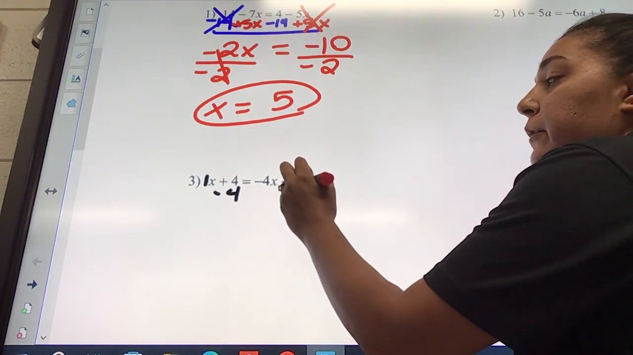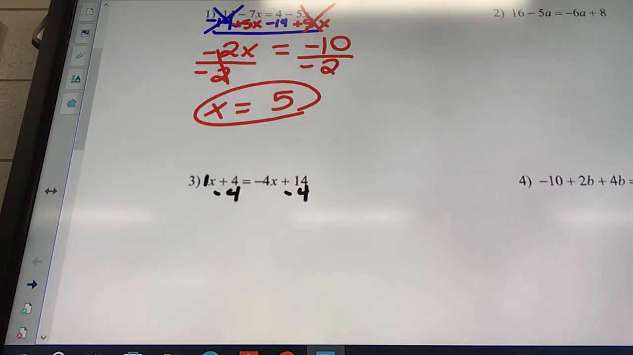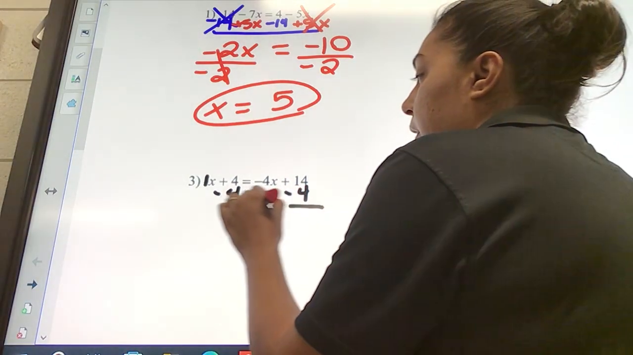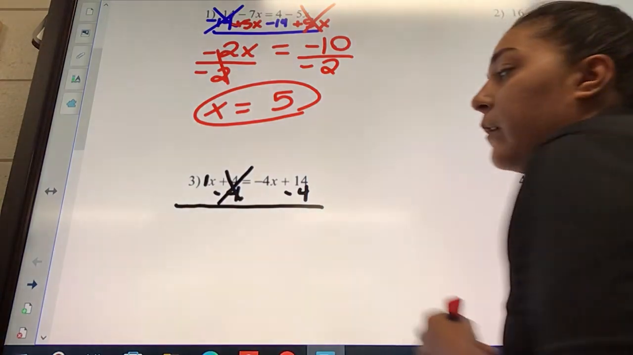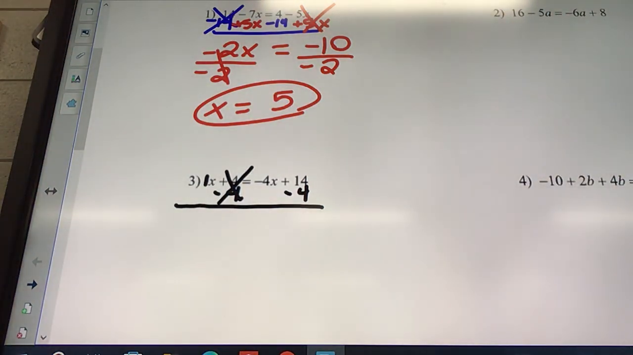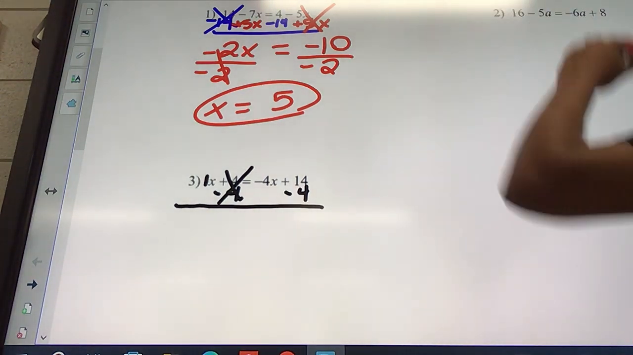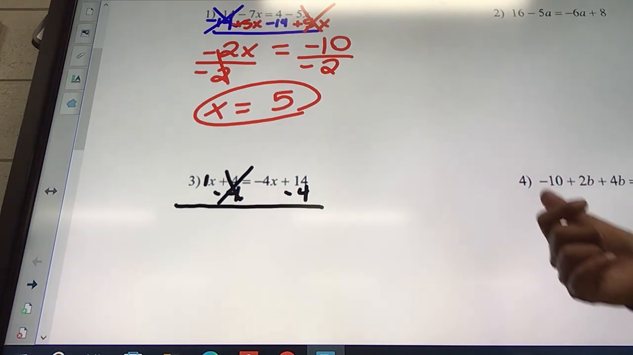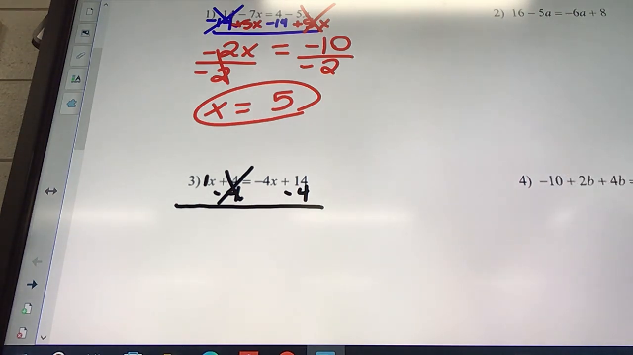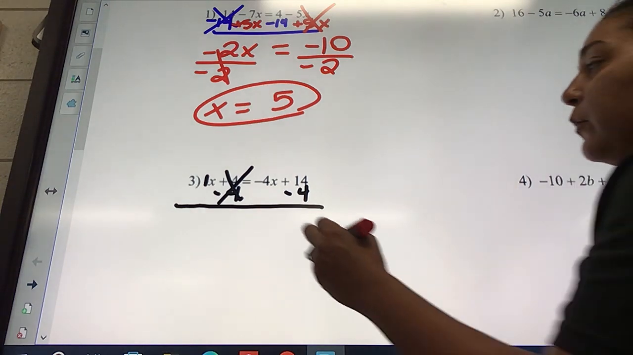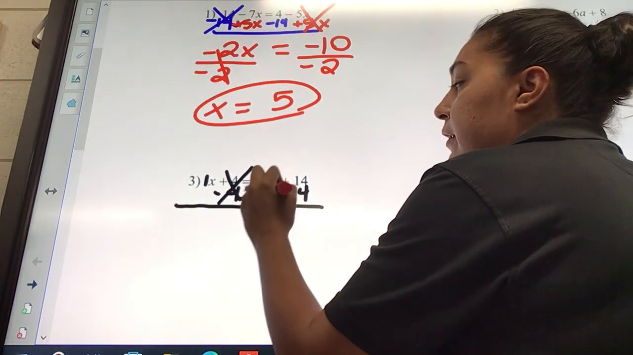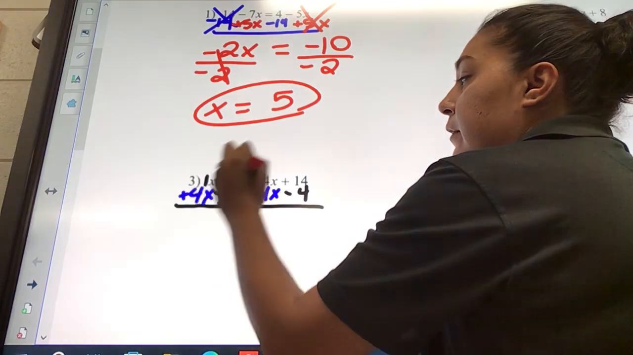It's going to go underneath the 14. Why the 14? Why does it go underneath the 14 and not the 4? Okay, the 14 is just a number. Okay, there's no letter attached to it, so it's got to go into that one. Okay, and then what else needs moved? Does the 1 get moved over this way, or the 4 gets moved over that way? The 4 is going to get moved over. So we're going to say plus 4x.